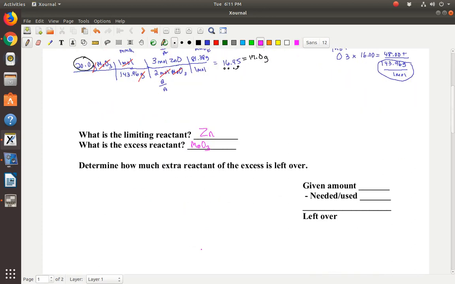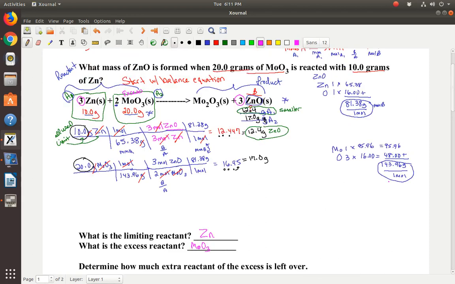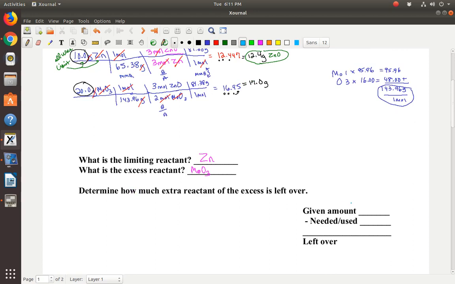Now we're going to determine how much extra reactant of the excess is left. So I've given you kind of a clue over here. The amount given of our extra is 20 grams. It's right here. That's the amount given, 20.0 grams. So I need to figure out how much is used in grams, and then I'm going to subtract the 2, and I'll know how many grams are left over. Okay? So I need to figure out how much is used.